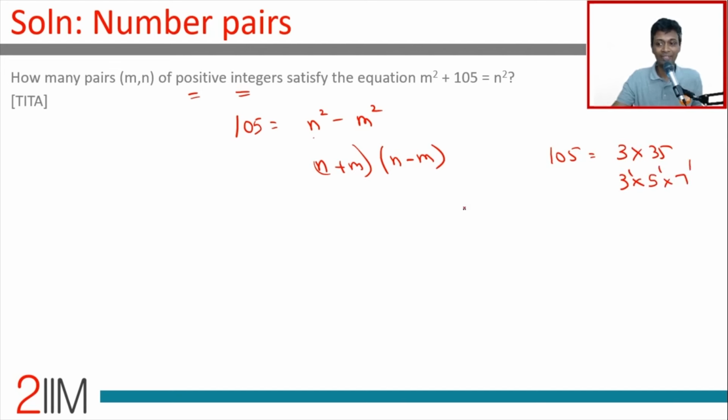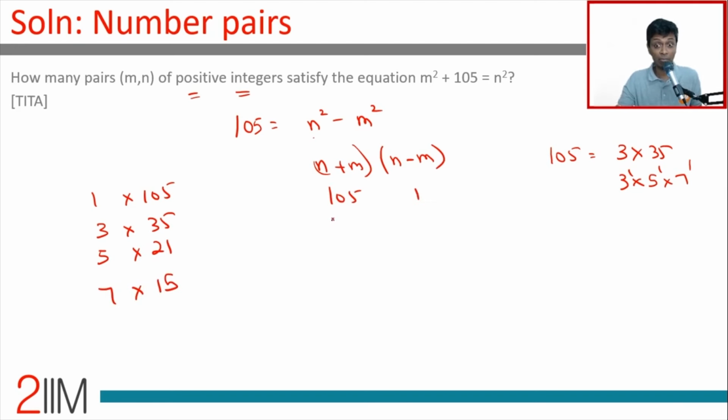3 into 5 into 7. And so that's 8 factors. It can be broken up in 4 different ways. So it can be written as 1 into 105, 3 into 35, 5 into 21, 7 into 15. Each of those will give us one pair of integers.